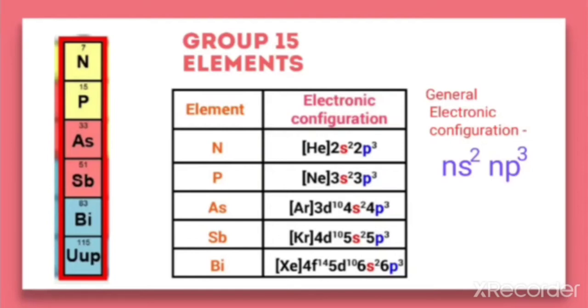From the outermost shell, we can identify the position of these elements in the modern periodic table. Since n is the outermost shell, that represents its period in the periodic table. So in the case of nitrogen, n is 2, that is it belongs to the second period. Phosphorus, where n is equal to 3, therefore it belongs to the third period. Similarly, the 4th period, 5th period, 6th period. So on the basis of electronic configuration, we can find the position of these elements in the modern periodic table.